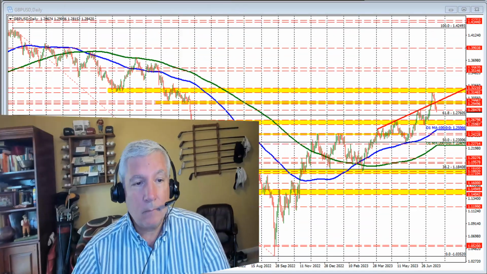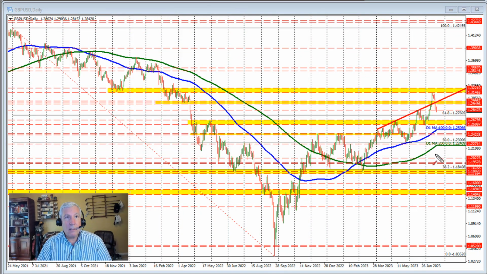I'm going to take a look at the sterling versus US dollar. It is Friday, July 21st, 2023. It's Friday, so taking a look at the daily chart, reminding us of the longer term move and what we've done this week.